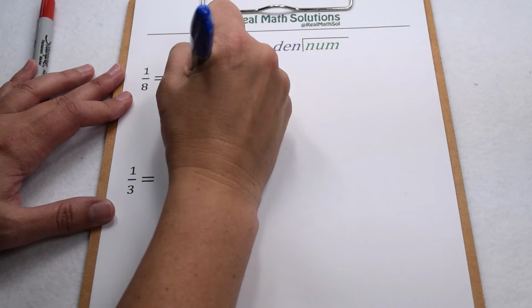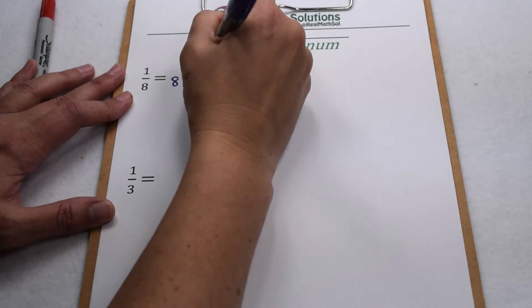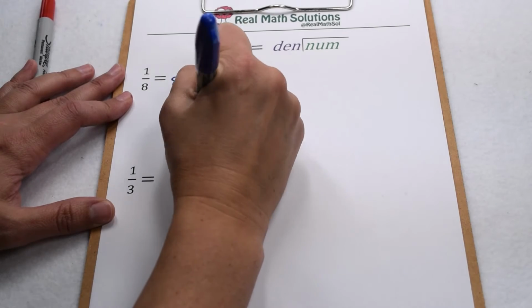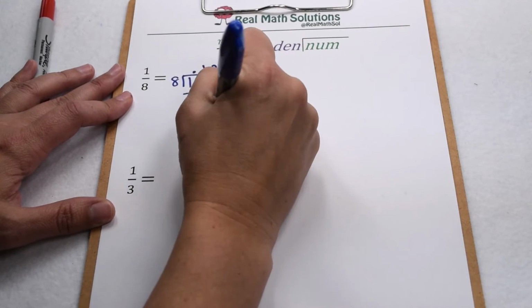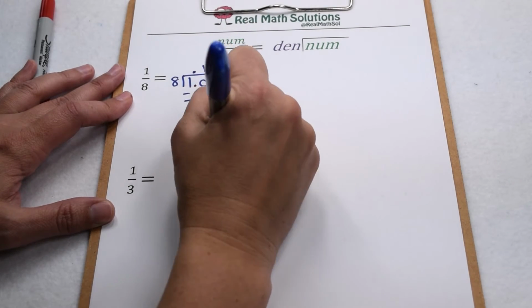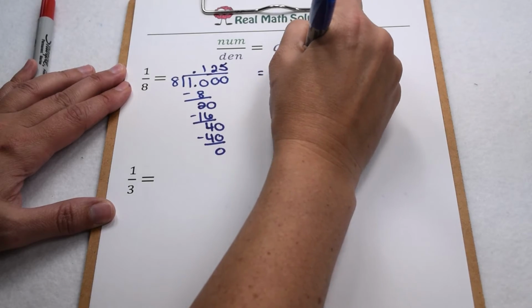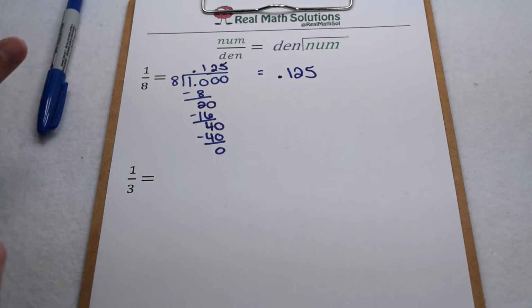8 goes into 10 once, minus 8. That leaves me with 2. Bring down another 0. 8 goes into 20 twice, minus 16. That leaves me with 4. Bring down another 0. 8 goes into 40 5 times, and from here we have none left. So as a decimal, 1/8 is equivalent to 125 thousandths.